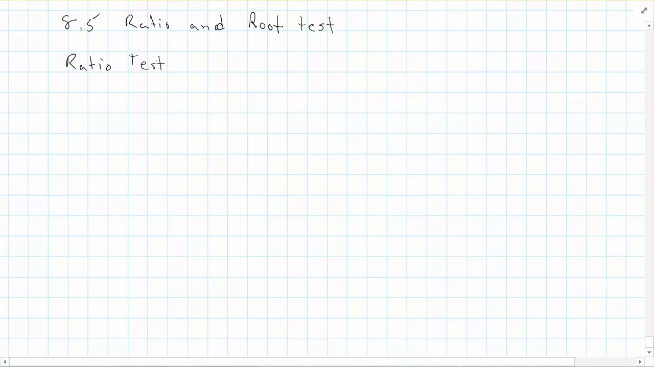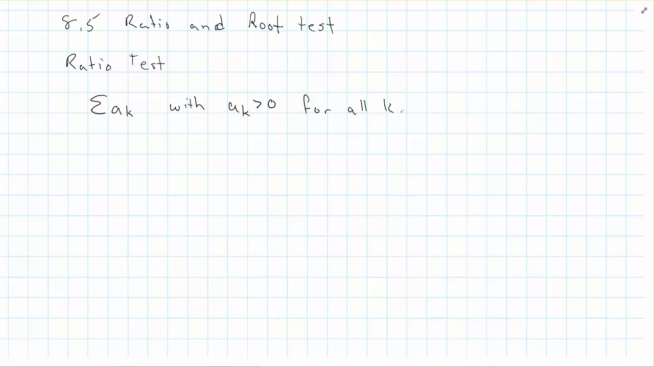And so we have to first get some of the rules down here. So first off, we start with a series, and the series needs to be an infinite series, but the key thing here for the ratio test is that these a sub k's have to be greater than 0 for all k. So I have to only be looking at positive terms.